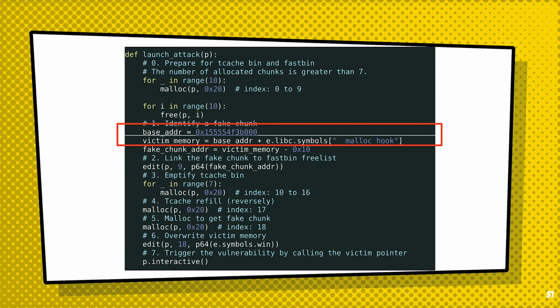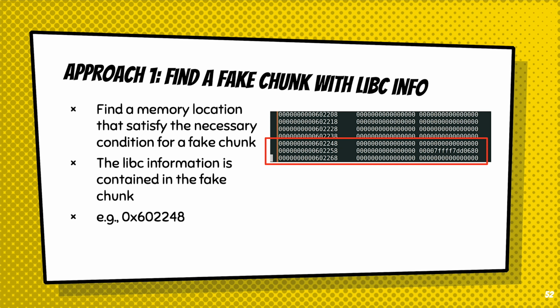And specifically, I will talk about two approaches. The first approach is to find a fake chunk that contains Libc info and also satisfies the necessary condition for fake chunk. In this way, we can link the fake chunk to an existing fastbin chain and then reuse the use after free vulnerability to get the specific chunk and read the information over there.